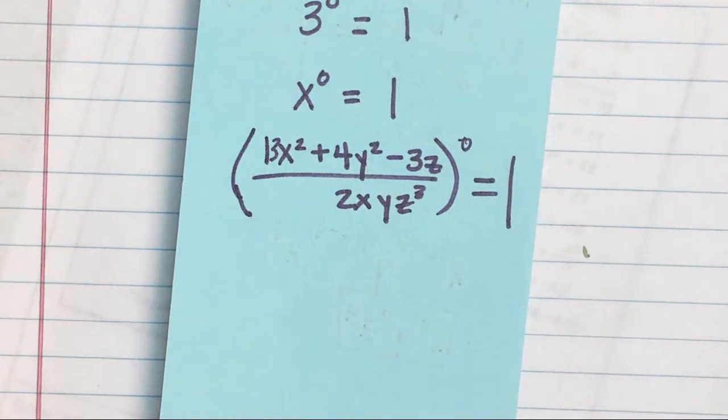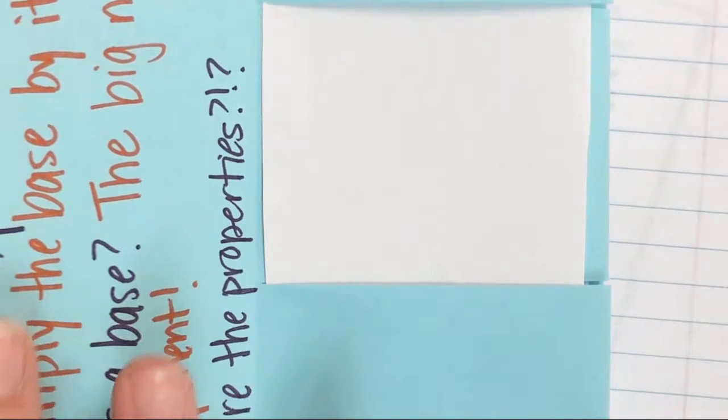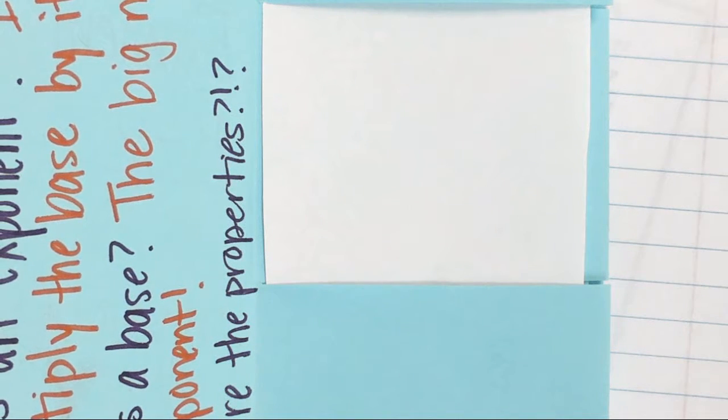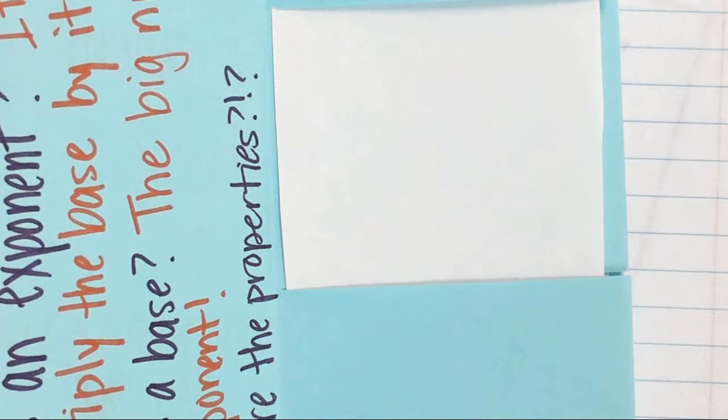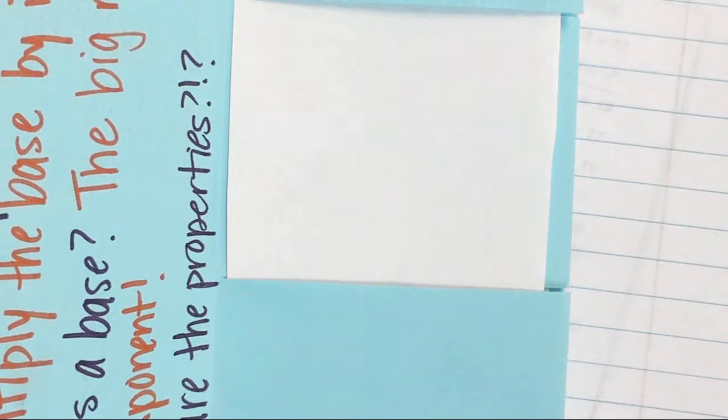Our next little flap is gonna be power to a power. So we multiplied, we've divided, now we've got to raise a power. Again, I'm pretty sure most of us know these rules already, but we just gotta fine tune it and make sure we've got it 100% down.